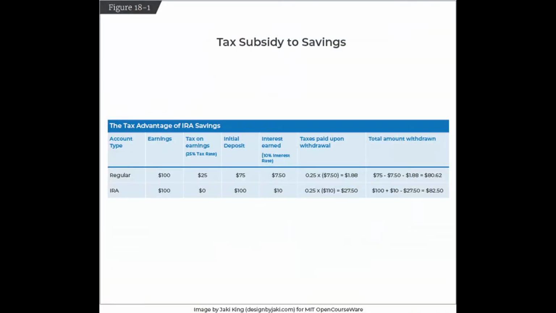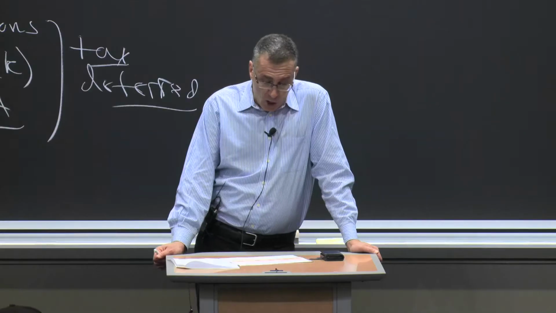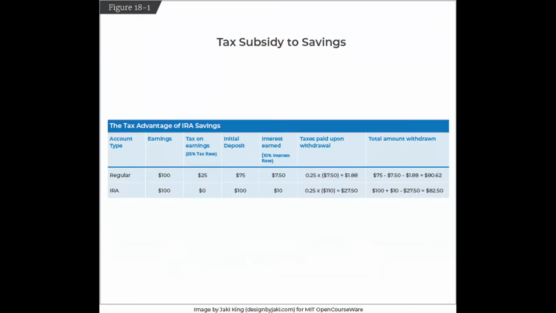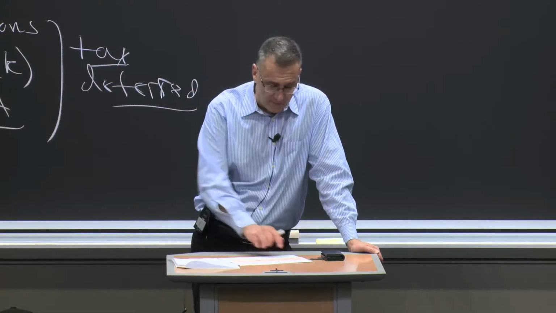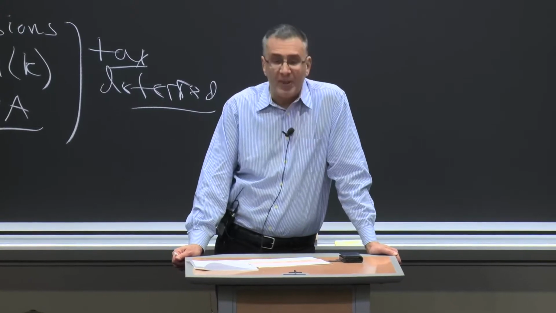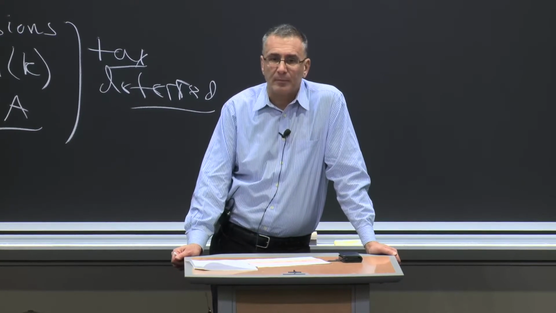Okay? Well, if you put it in the regular account, you will take your $100 in earnings and pay $25 of taxes right away. So you only get to put $75 in. On that $75, you'll earn $7.50. And when you take the $7.50 out, you'll pay $1.88 in taxes. Okay, so you paid $25 on your earnings, you pay another $1.88 on the interest you earn. And you end up with $80.62.